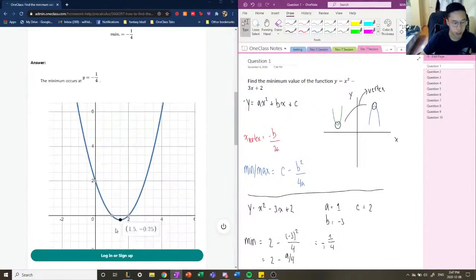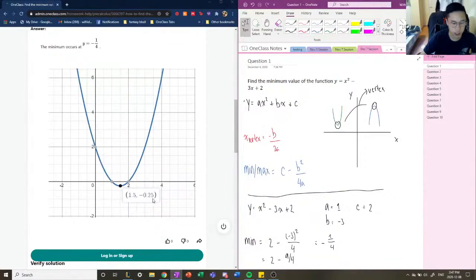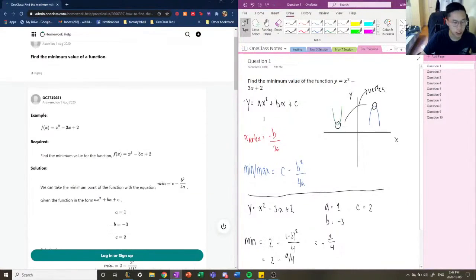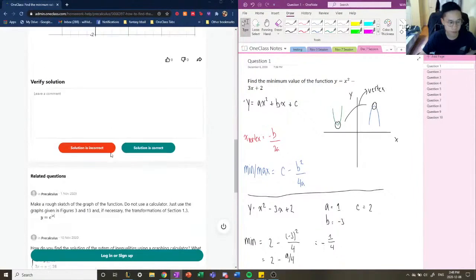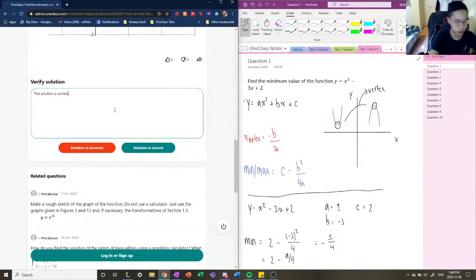And if we were to graph it, we can visually locate that, yes, indeed, it is negative 1 over 4. So that is how you do this question. There's three ways of doing it. First, by visually graphing it. Second, by finding the x coordinate and then subbing it into your quadratic equation. Or the third way is just to calculate it straight outright using this equation, c minus b squared over 4a. So this solution is correct. Good. Okay.